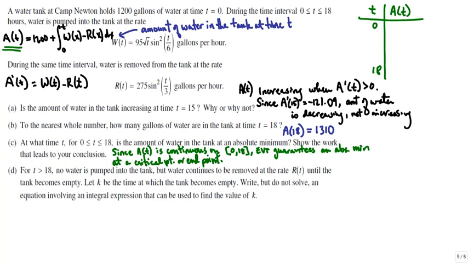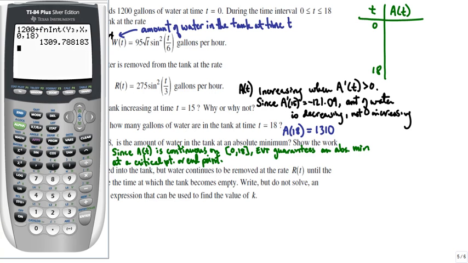So because we're looking for an absolute min or max, I'm going to set up a table showing my endpoints. Now I also need to find any critical points that I have. Those will be zeros of A prime of t. And A prime of t is my W of t minus R of t in the calculator. So I'm going to go back to the calculator. I need to set up a window that will allow me to see the function accurately.